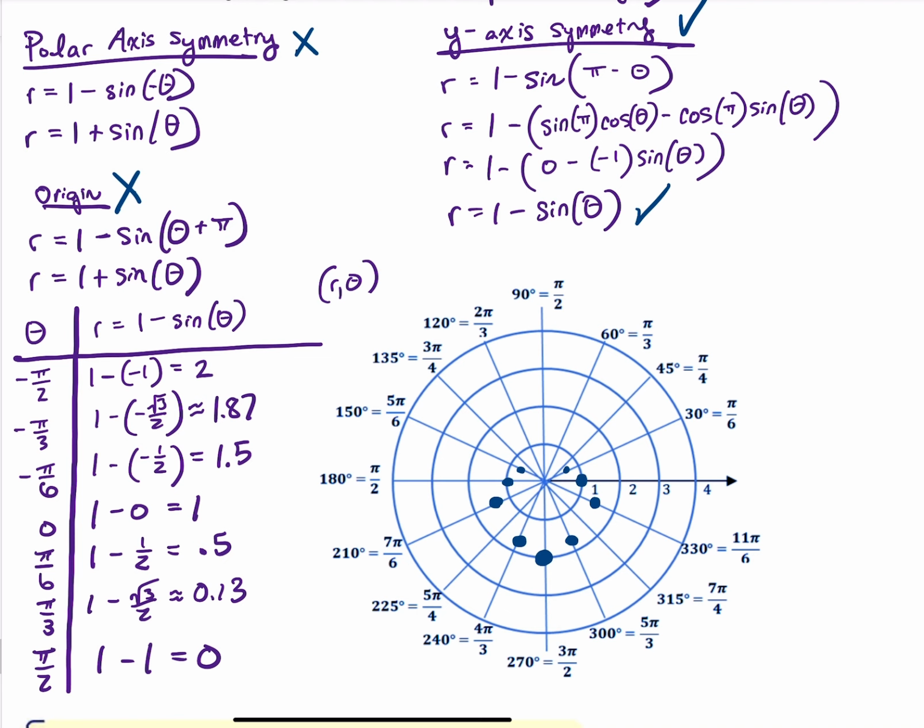Then 0.13, pi over 3. So very close. This graph is a little bit weird. You see how the lines are not exactly crossing at the center, so a little bit strange. And then the point 0, pi over 2. So we have our traces of points.